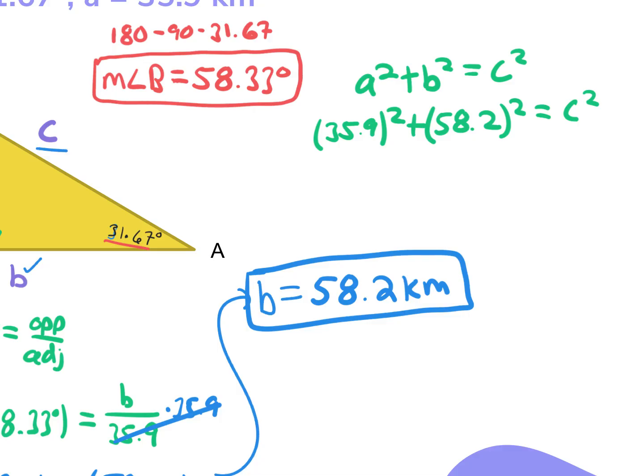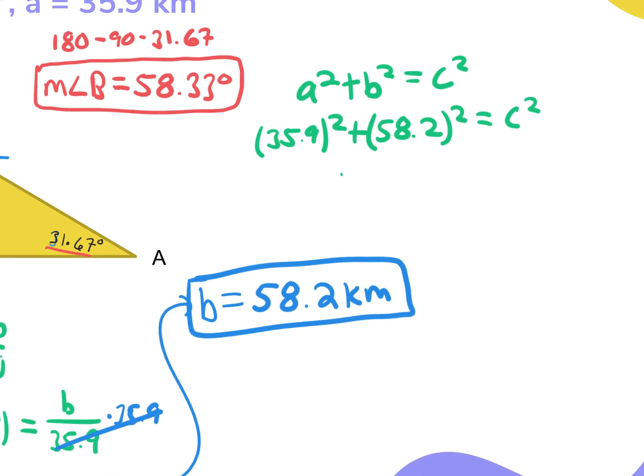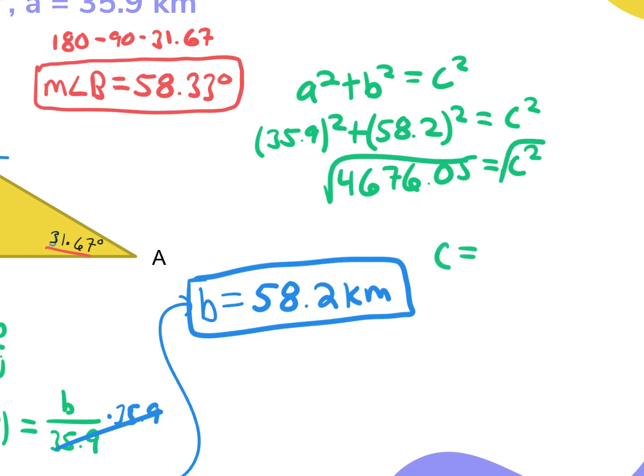So again, just plug this into your calculator, 35.9 squared plus 58.2 squared. When you do this, you get kind of a big number. Equals c squared. This gets us c squared. To get c, what do we do to both sides? Square root, right? So square root both sides. And then when you square root this big number, hopefully we know how to do that in our calculators, we should get 68.4 kilometers.